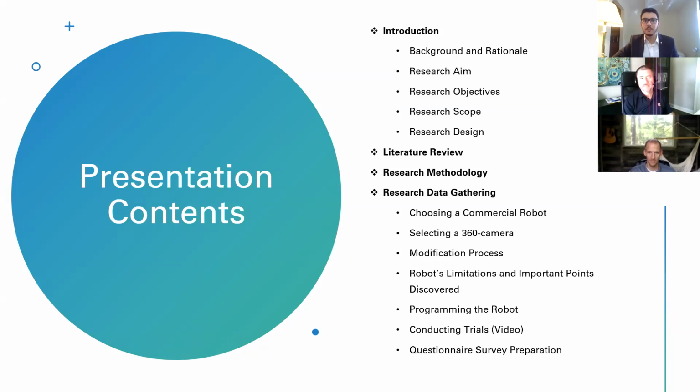In today's presentation, we'll be starting off with the general introduction. What was the background? What was the rationale for choosing this research, specifically this topic? What were the things that went behind the scenes that made us come eventually to this research topic? Then we'll be moving on to the research aim, objectives, the scope, the design.